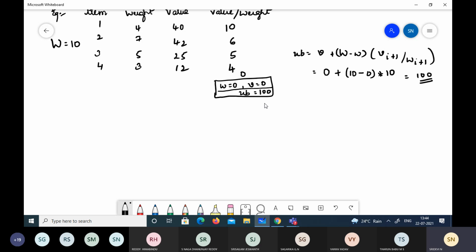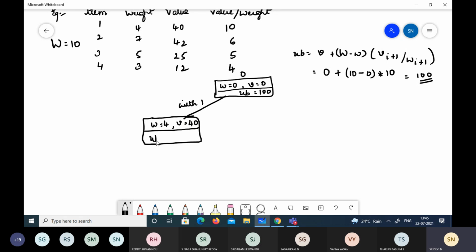Now, as we have calculated this upper bound, we will move on. As you all know, left side we will include, right side we will not include, with and without. So first, with the item, we will check with the first item. So what are the things we have to record here? We have to record the weight of the item. What is the weight of the item? 4. So what is the profit? It is 40. That is nothing but value.